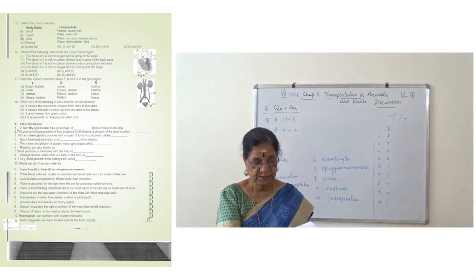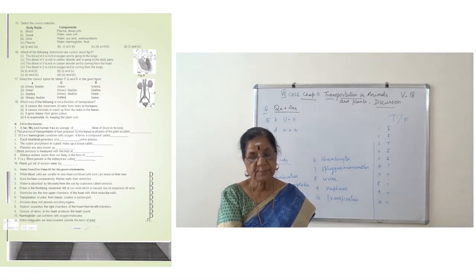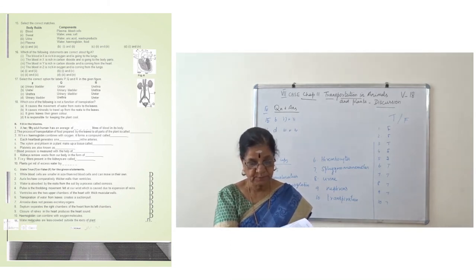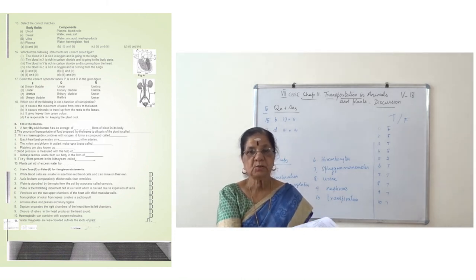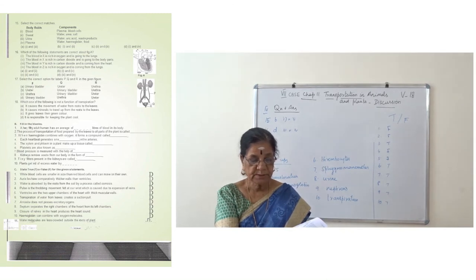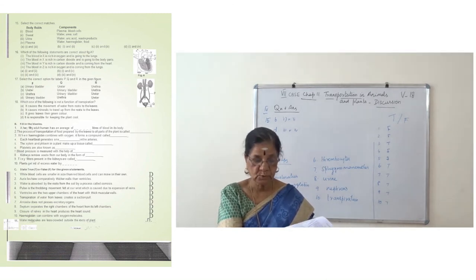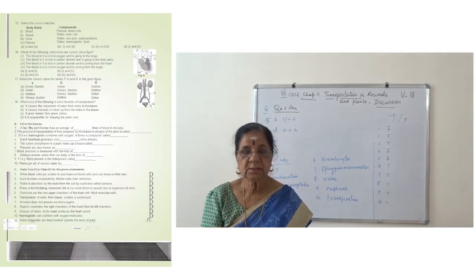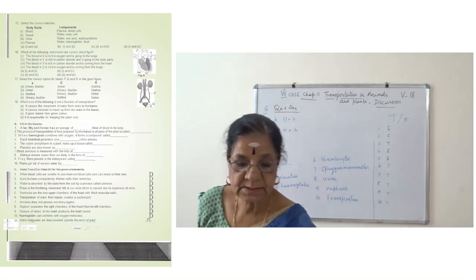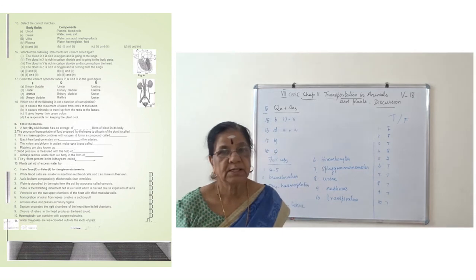Then septum separates right chambers of the heart from its left. And then true, it is interauriculoventricular septum. Closure of valves in the heart produces heart sound. That is true. The lub-dub sound is the closing and opening of the valves. Hemoglobin can combine with oxygen molecule to form oxyhemoglobin. Then water molecules are less crowded outside the roots of the plant. That is true. I hope you understand.